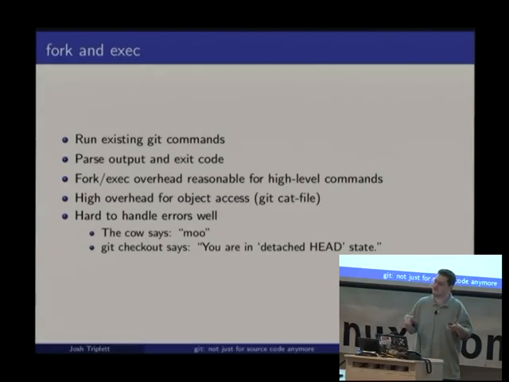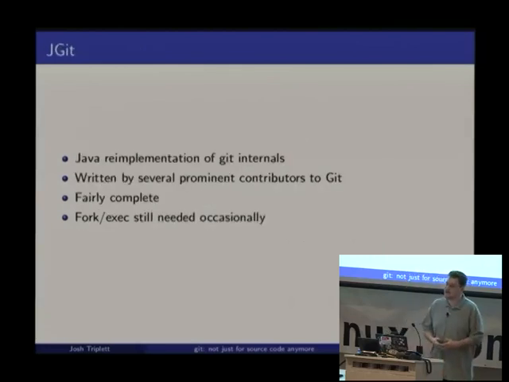I know that because it wasn't able to do sensible error handling. It just spit up a giant dialog box with the command line transcript. So one of the better alternatives is JGit. It's a Java reimplementation of most of the internals of the Git library that ships with Git. It was written by several prominent contributors to the original Git toolkit, so it's actually fairly complete.